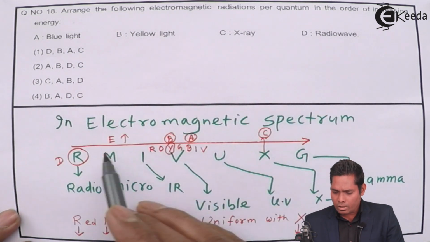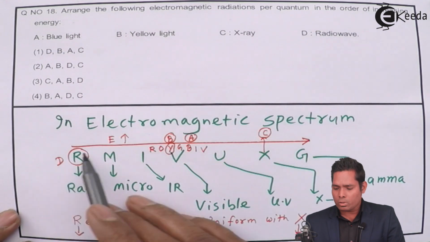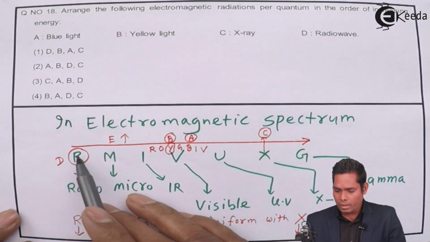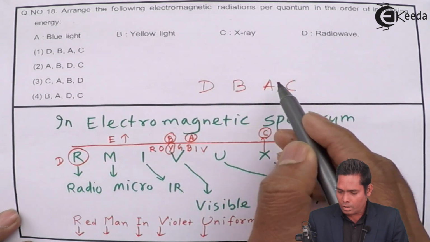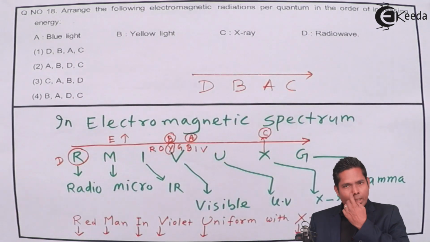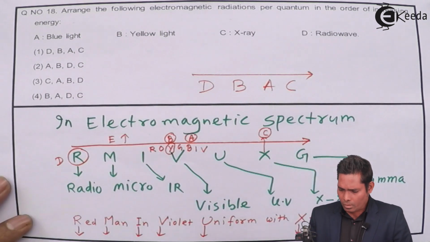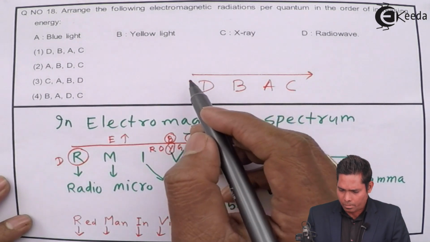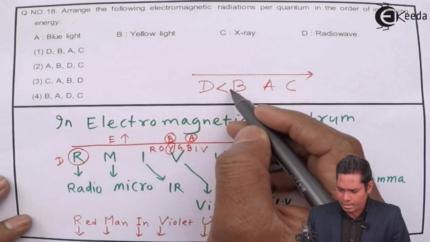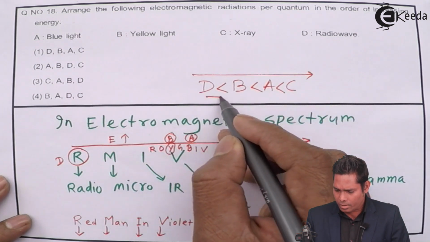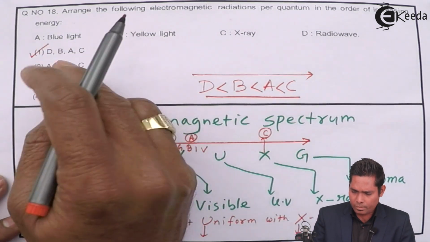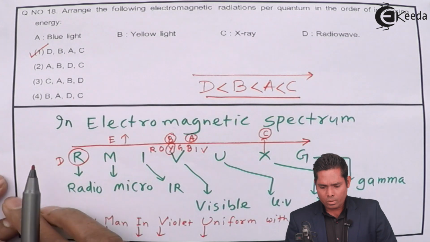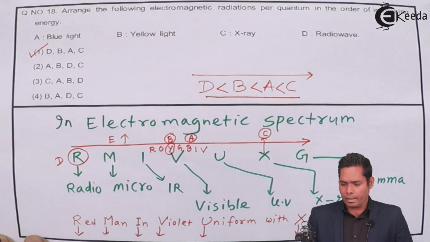So X-ray is having the highest energy in the following four options. This is the highest, this is the lowest. We have to move from lowest to highest. So D, B, A, C. This is the increasing order of energy. D is less than B, less than A, less than C. So option number A is correct. Thank you.